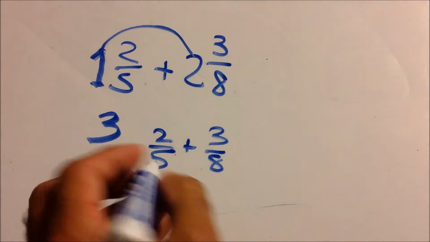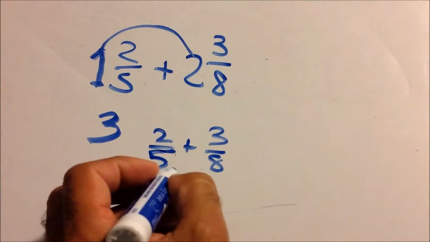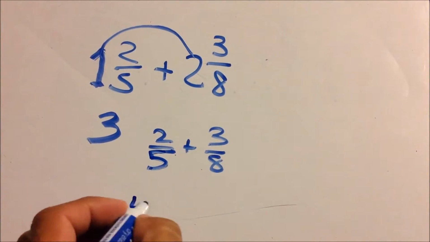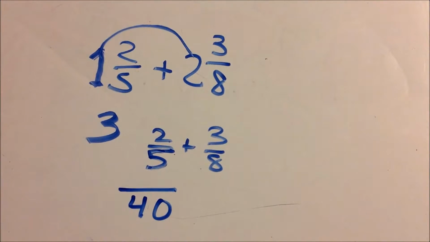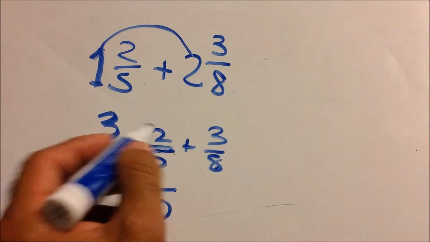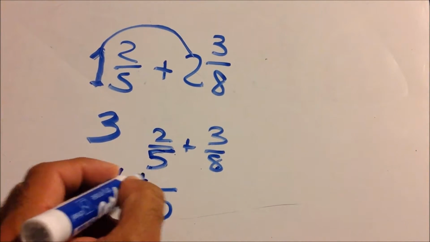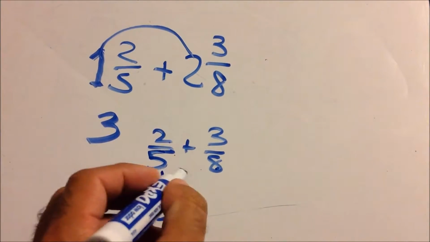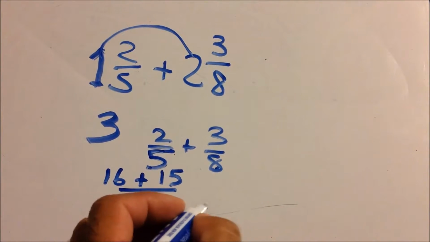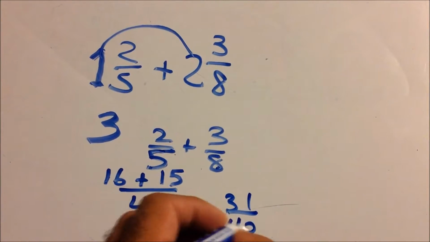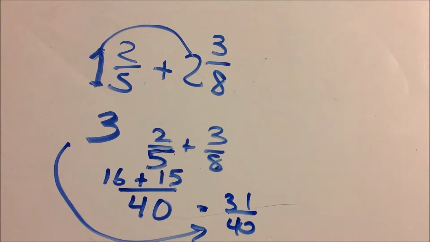you can multiply 5 times 8 and you're going to get 40. And then you're going to cross multiply. 8 times 2 is 16, plus 5 times 3 is 15. And you add those two together. What do you get? And that'll be 31/40. And don't forget the 3 that you started with. So let's do that again.